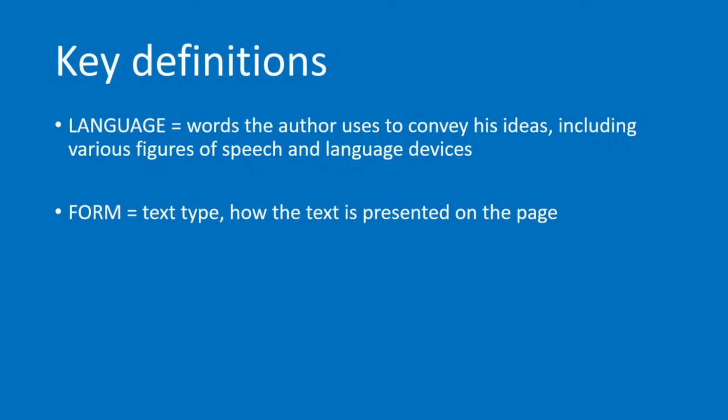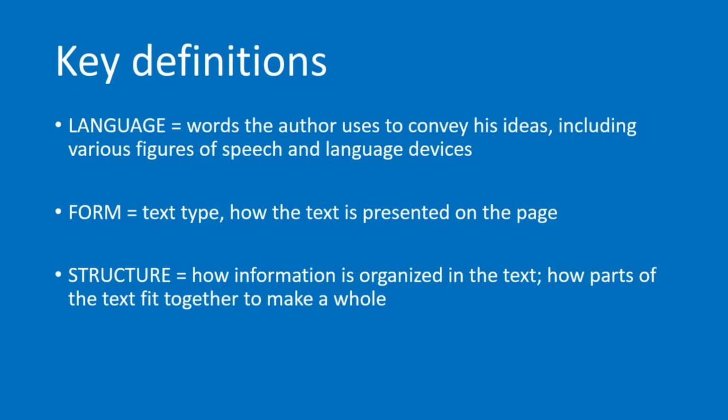Form refers to the genre of the text and how the genre influences the way the text looks on the page. So, if you know what to look for, you can notice many elements of form as soon as you lay your eyes on the page. Structure refers to how the author organizes information he wishes to convey, and how that information fits together to make the text a unified whole.